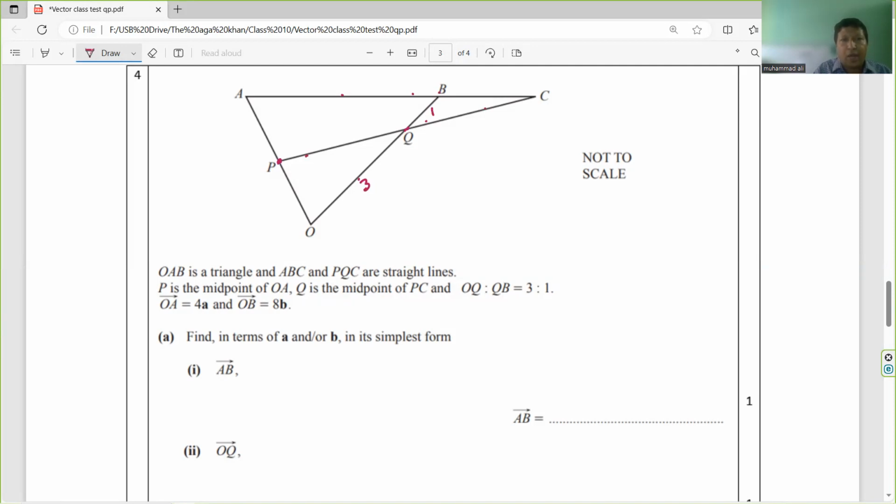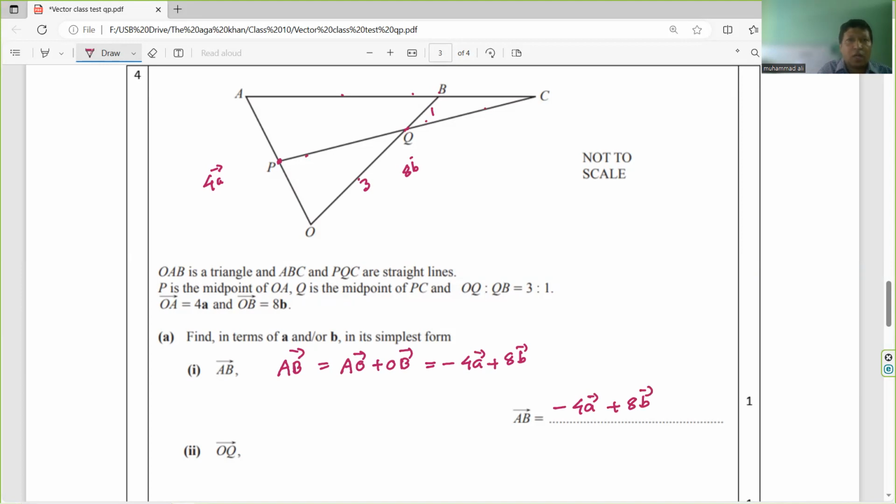Okay. OA equals 4A. So OA, they gave us 4A. And OB, they gave us 8B. Fine. In terms of A and B, in its simplest form, AB. So we know the vector addition formula, AB vector equals, we can write AO vector plus OB vector. AO vector means minus 4A plus OB equals 8B. So finally we can write minus 4A plus 8B vector.